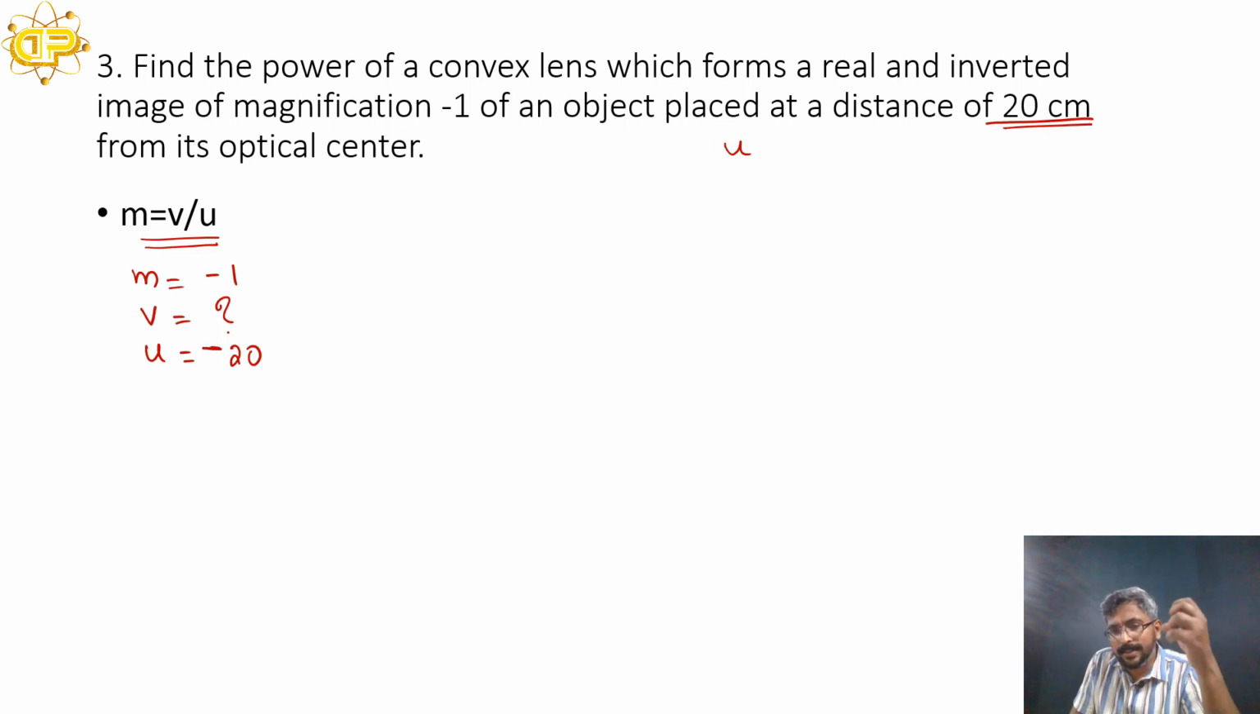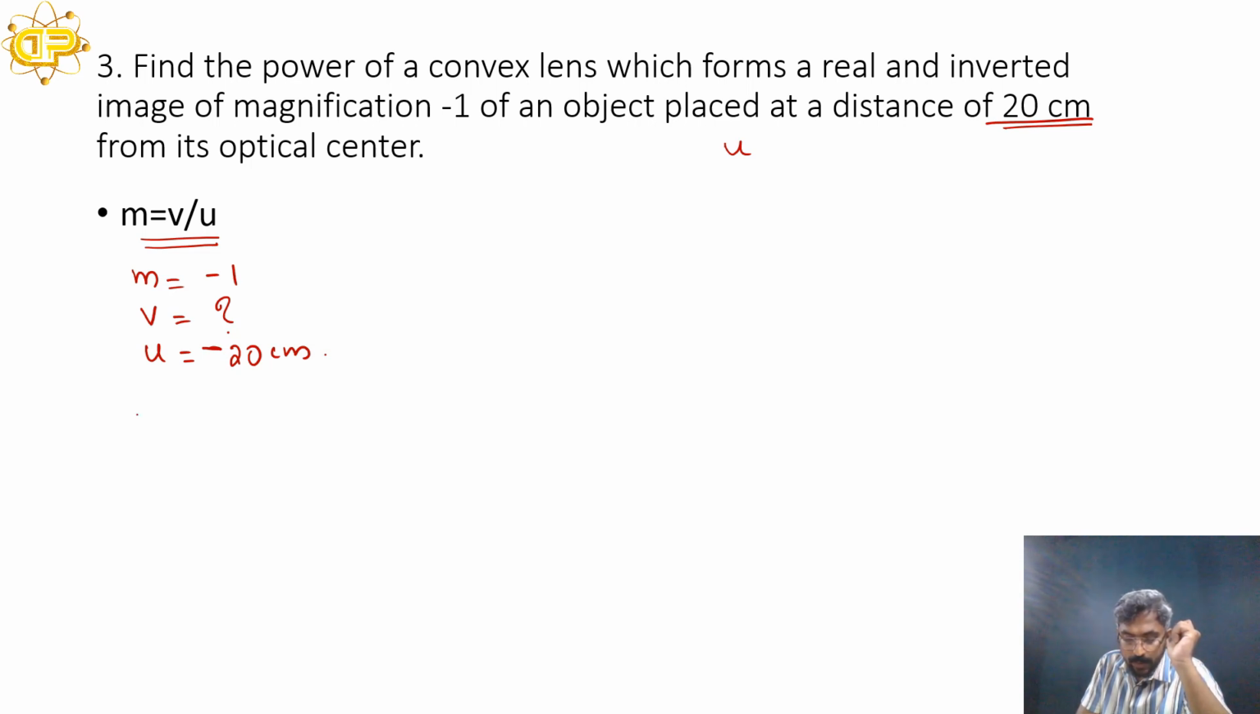Because u is considered as the source of the object, the object distance direction will always be opposite to the incident ray direction, so it will have a negative sign. So u is -20 centimeter. From there you are going to find out the v distance.